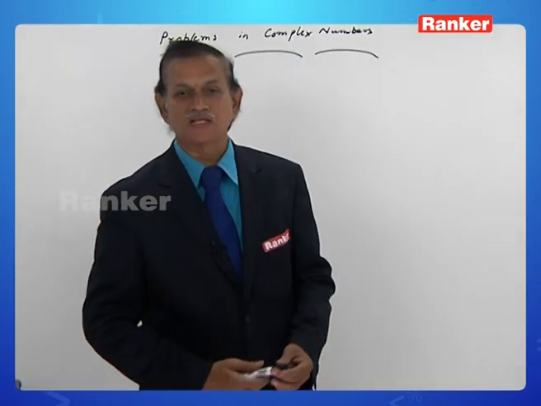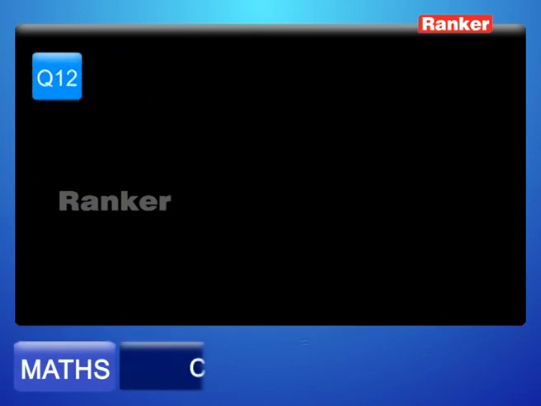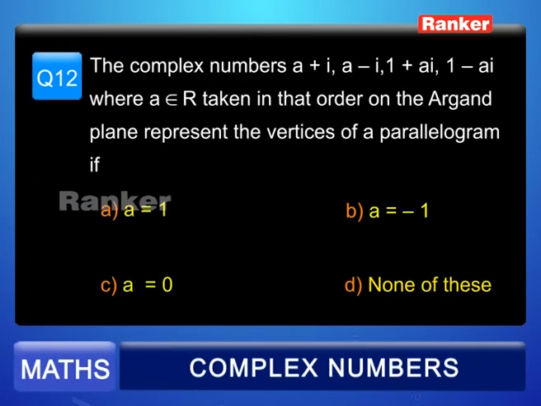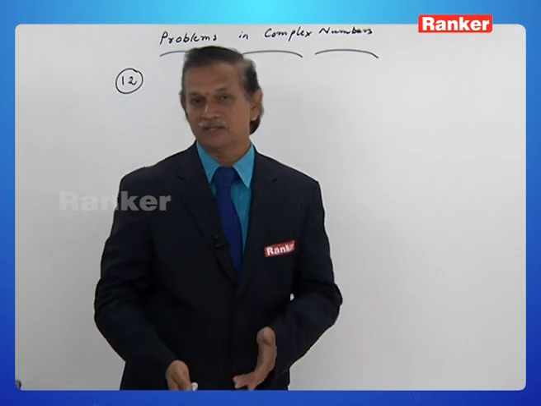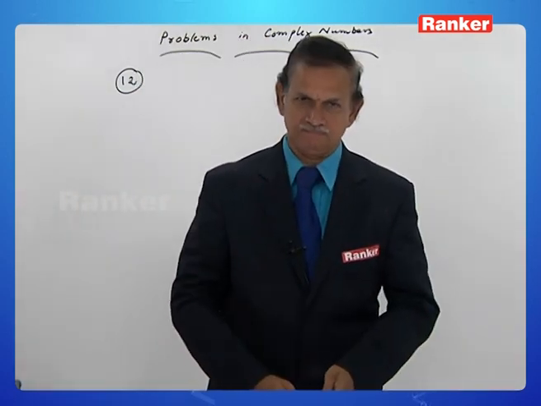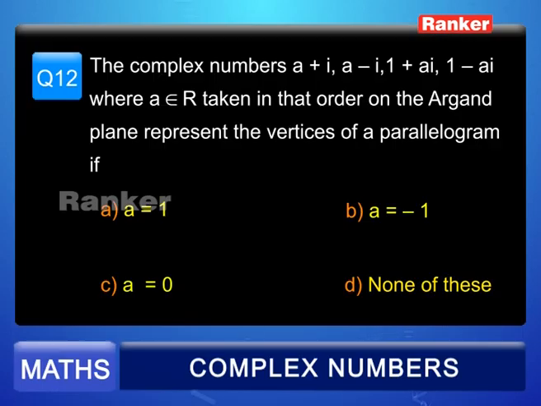The next question before us is question number 12. The complex numbers a + i, a − i, 1 + ai, 1 − ai, where a is a real number, taken in that particular order on the Argand plane, represent the vertices of a parallelogram. We are asked the value of a. The first option is a = 1, second option is a = −1, third option is a = 0, and the fourth option is none.